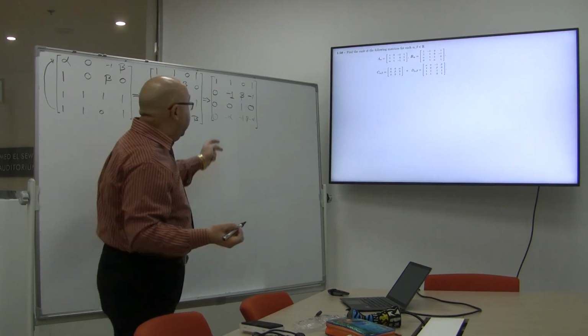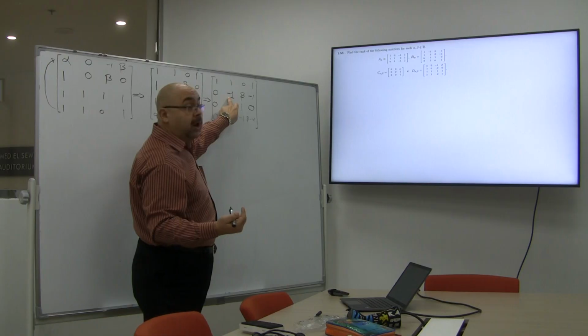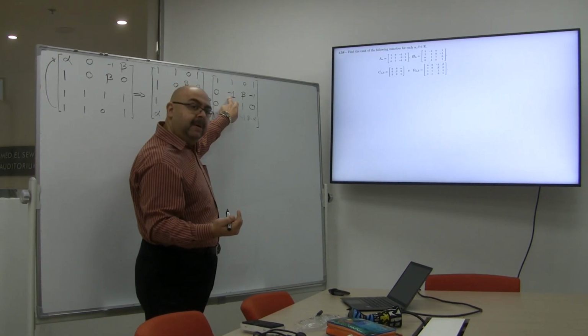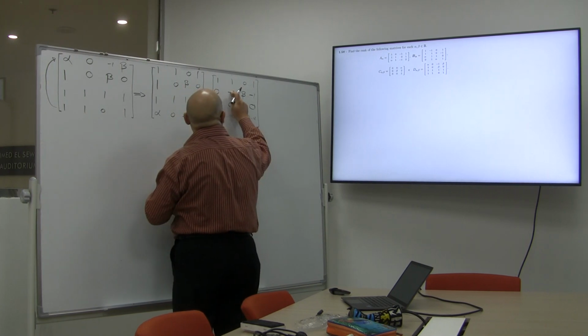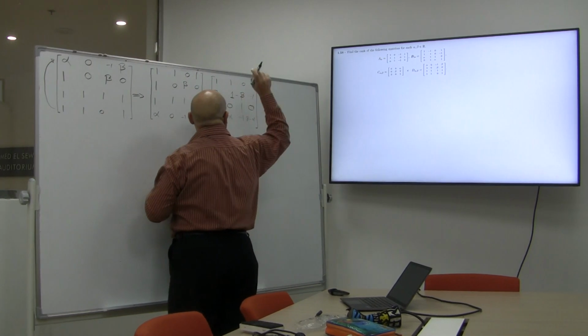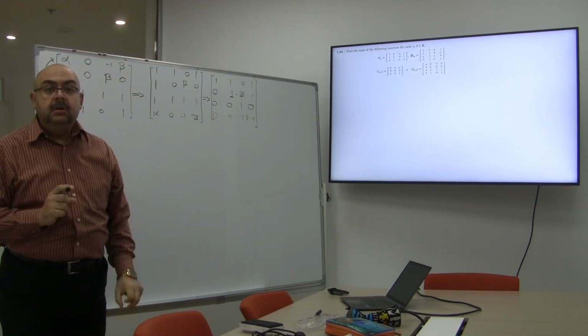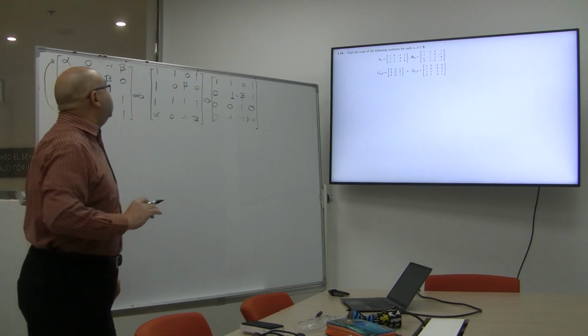Now the second row. I want this number to be positive 1. To make negative 1 become positive 1, I will multiply by negative 1. So it's going to be positive. Yes, I have multiplied by the negative. Okay, perfect. Next step.